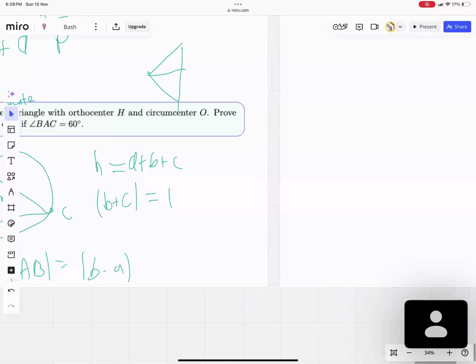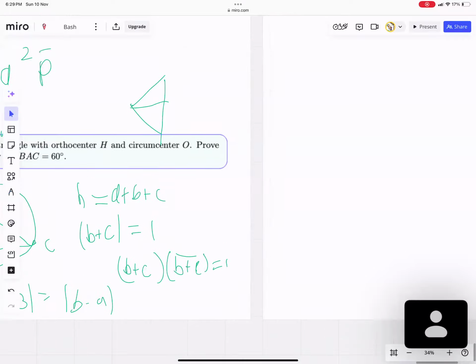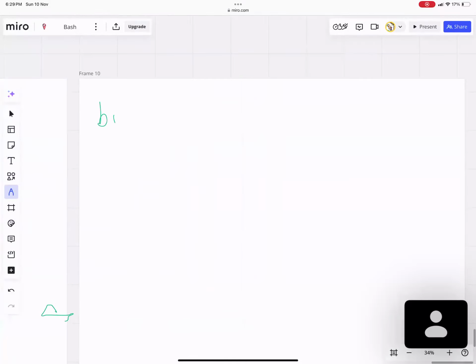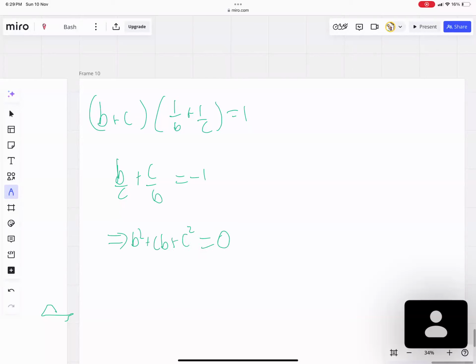Okay, so I'll tell you guys the answer now. The thing is, if the magnitude of B plus C is 1, we have that B plus C times the conjugate of B plus C is equal to 1. So this gives that B plus C times 1 by B plus 1 by C equals 1, or B by C plus C by B is equal to -1. B squared plus CB plus C squared is equal to 0.